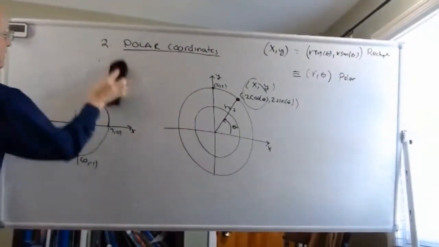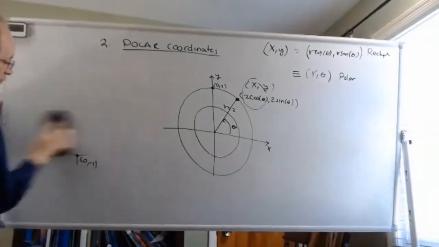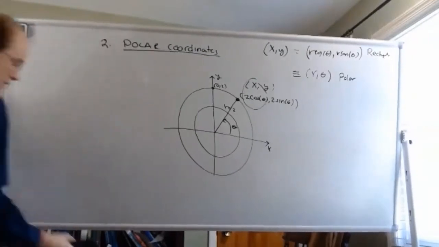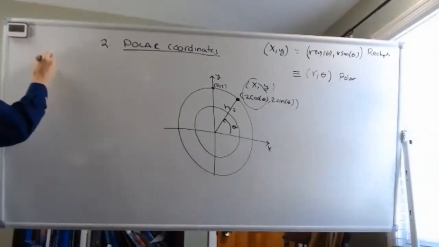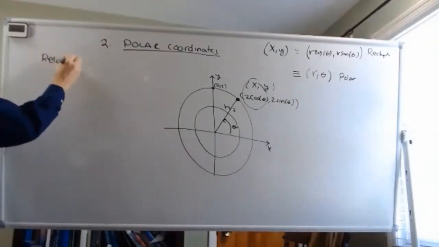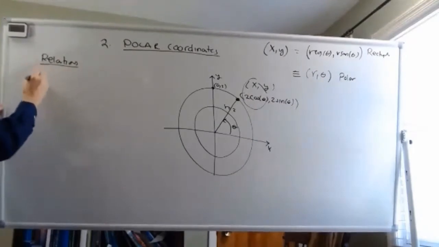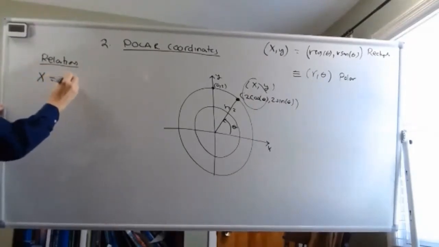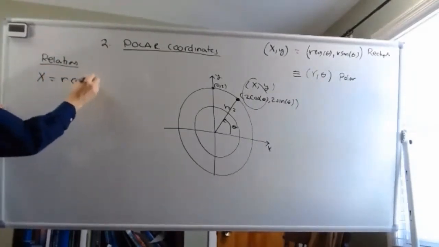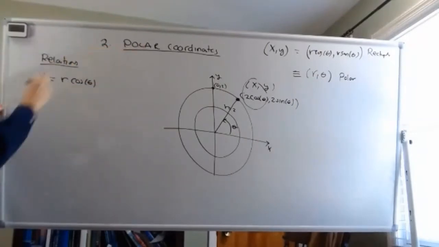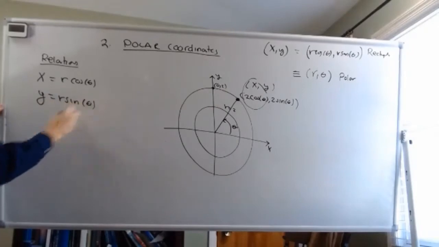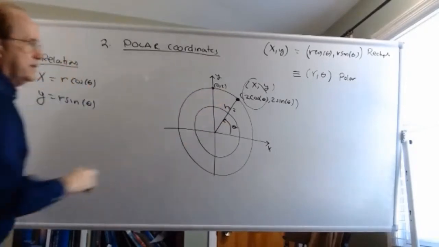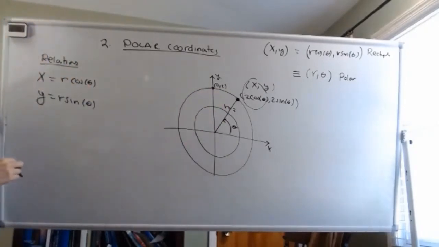I'll come back and do that. So what do we have? What have we established? Well, I have the relations now that are important. One is x is equivalent to r cosine theta. From there, y is r sine theta, right? From this whole idea that I just developed here.